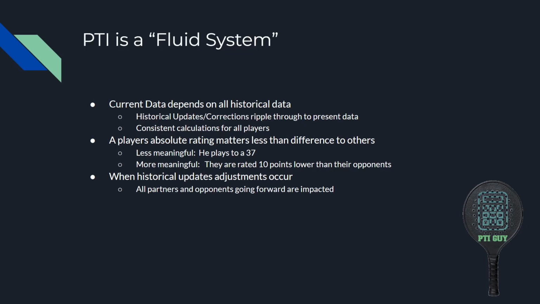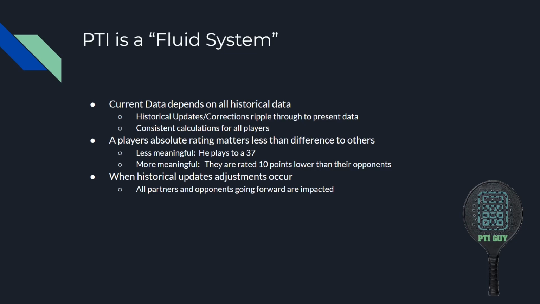The PTI system is a fluid system. This means that current data depends on all historical data. Historical updates and corrections can ripple through to present time. These calculations are consistent for all players. It's important to remember that a player's absolute rating matters less than the difference between players' ratings. For example, it's less meaningful to say he plays to a 37. It's more meaningful to suggest that they are a team that's rated 10 points lower than their opponents.